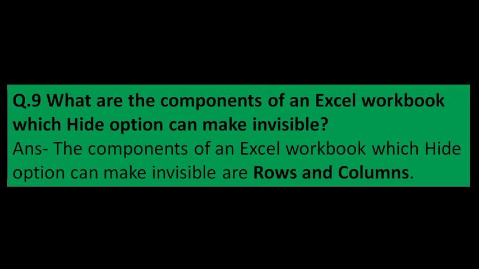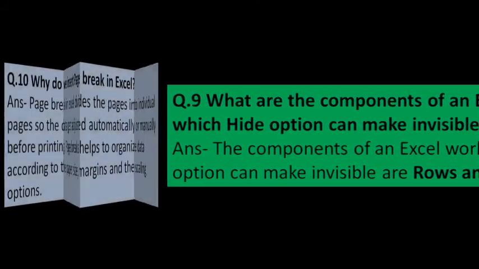Question number 9. What are the components of an Excel workbook which the hide option can make invisible? So the components of an Excel workbook which the hide option can make invisible are rows and columns.